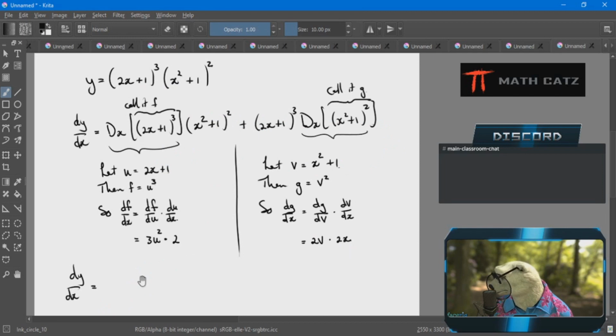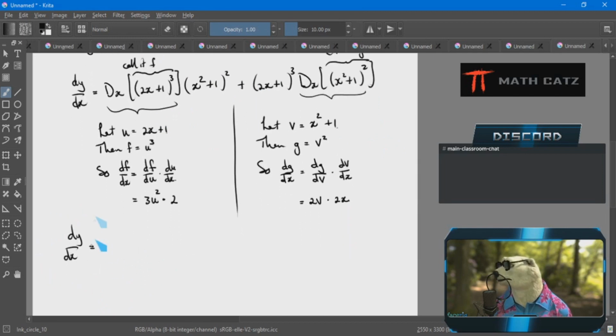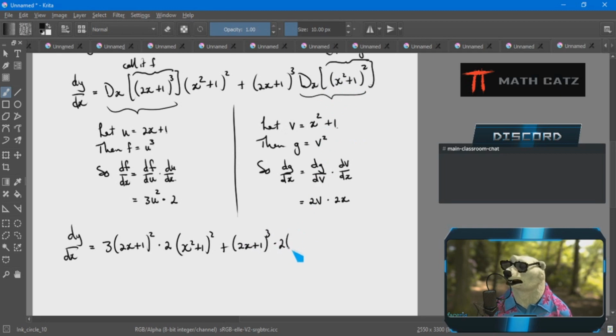So now I am ready to say, well, the derivative that I was actually looking for is 3 times (2x plus 1) squared times 2 times this bracket, (x squared plus 1) squared, plus this bracket over here didn't change, (2x plus 1) cubed. The derivative now is 2v, and v is x squared plus 1, times 2x. Look how long this thing is. But I do it little bits at a time.